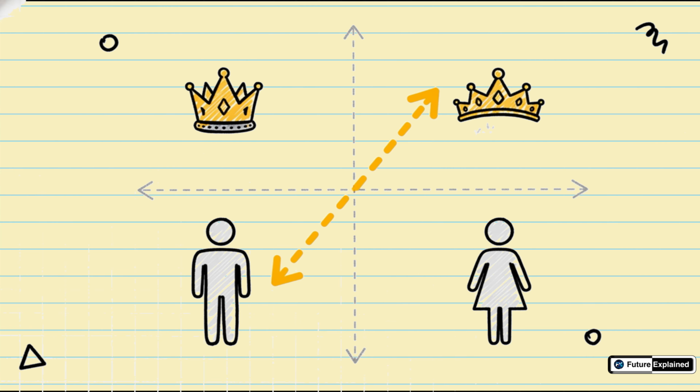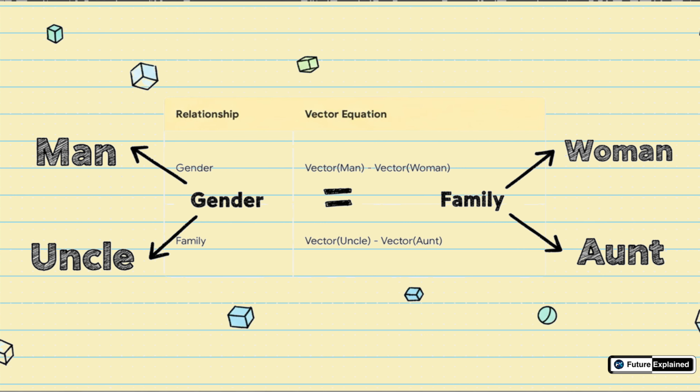No, they are represented by consistent directions through this high-dimensional space. Let me give you an example. The direction, the vector, that points from the man coordinate to the woman coordinate is almost exactly the same as the one pointing from uncle to aunt. The model has learned a consistent gender direction, and this is precisely how that king-queen thing works.